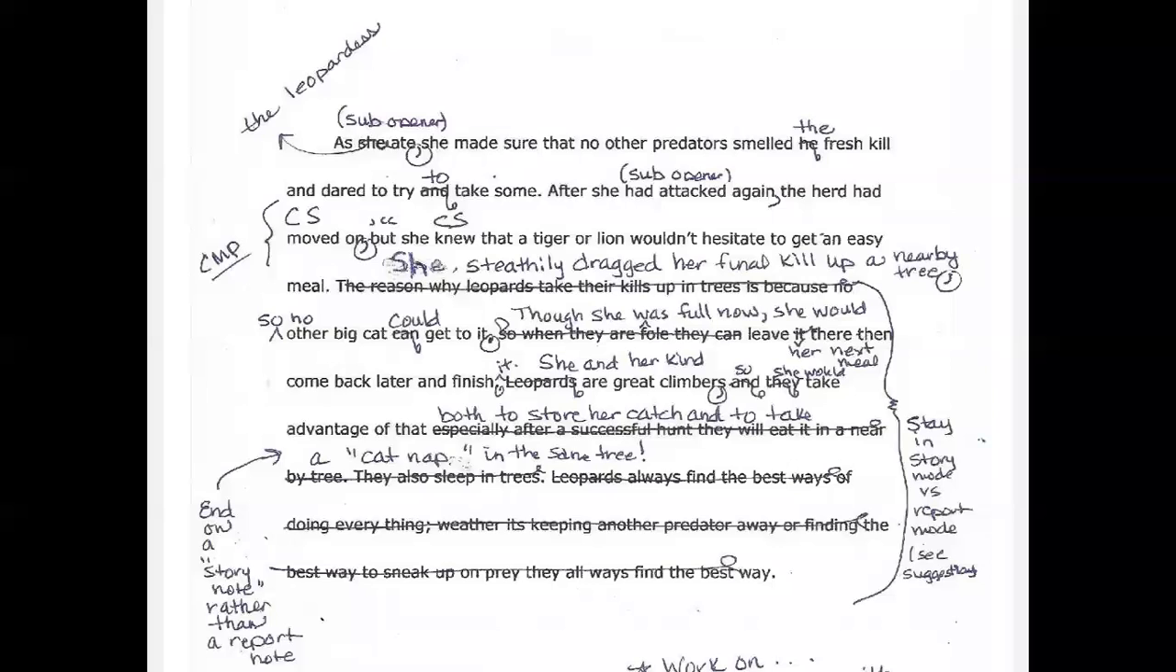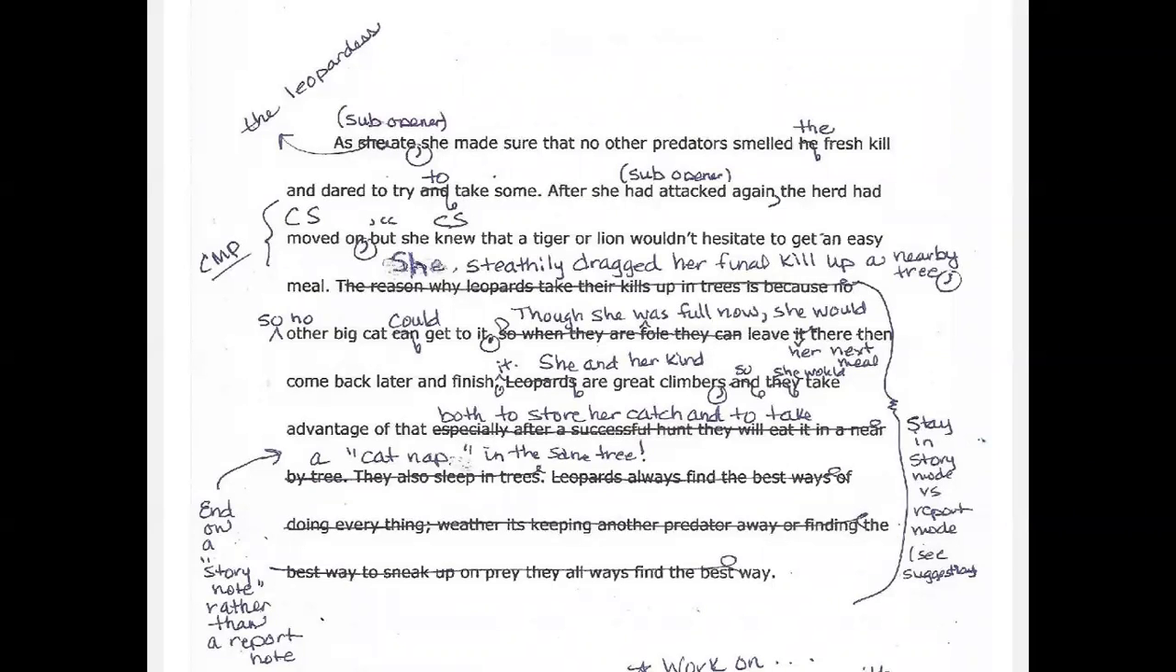So I told her that she needed to stay in story mode and be sure that she isn't ending with a report. So I gave her some suggestions there to change that first part to make it so that she's still saying that the kill was up in the nearby tree and all of that, but she's not doing it in research form or in a research report manner.